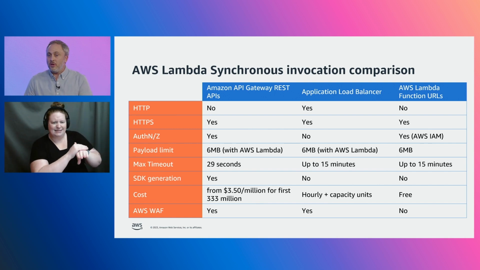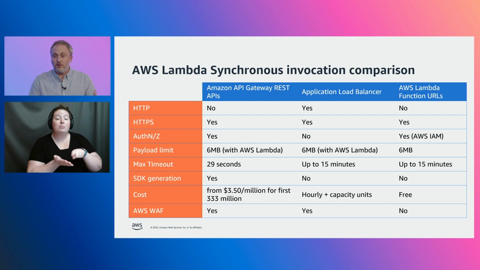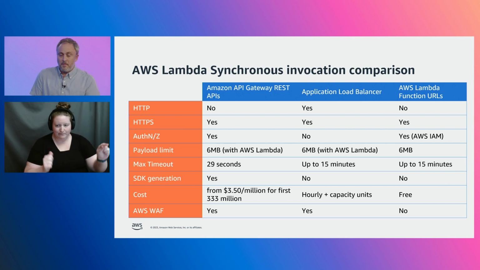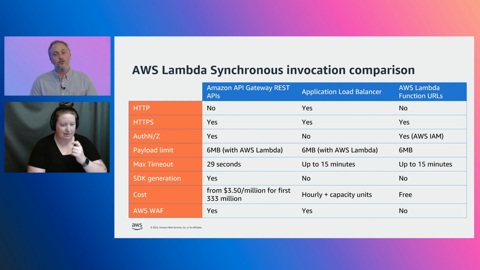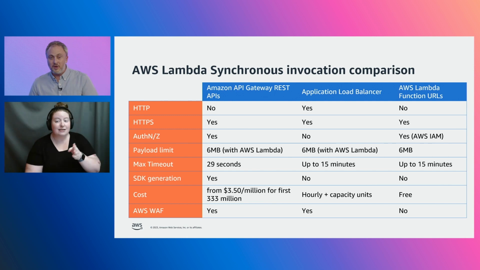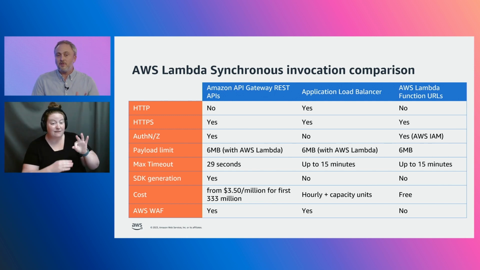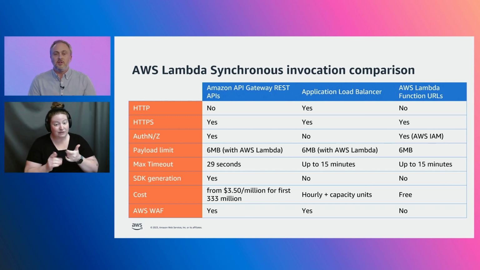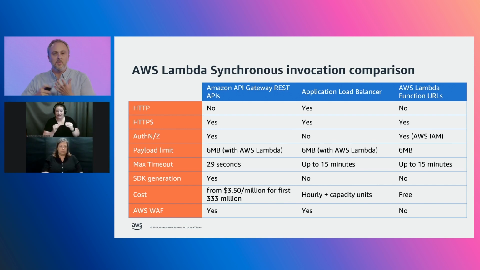The payload limit when used with Lambda functions is 6 megabytes across all three, but now it starts to get interesting, right? The max timeout for API Gateway is 29 seconds, whereas since AWS Lambda function URLs are actually part of the Lambda service itself, I don't have an additional timeout limit, right? So I'm actually using Lambda's timeout limit of 15 minutes. So that means my Lambda function, if it takes 15 minutes to finish executing, then my URL can hold that connection for 15 minutes before receiving the response.